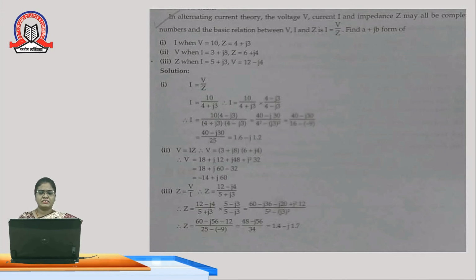Last one, they are asking to find Z. The relation is V upon I, and the value of I is 5 plus j3, V equal to 12 minus j4. So Z equal to 12 minus j4 upon 5 plus j3. Multiplying and dividing by the conjugate, we will get the answer in the numerator as 48 minus j56, and in the denominator, using the formula a plus b into a minus b equals a square minus b square, we are getting the answer as 34. So the final answer is 1.4 minus j into 1.7.